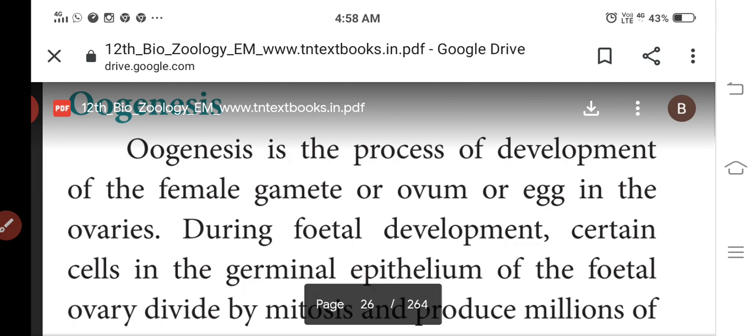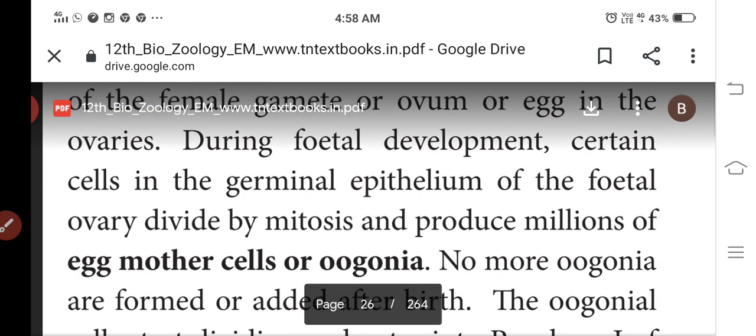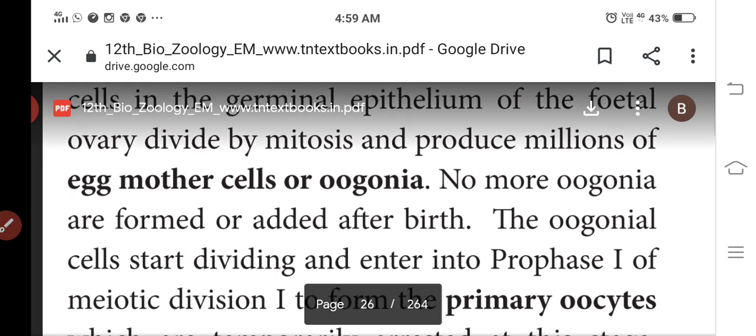At the time of fetal development, some germinal epithelium layers are produced. They divide by mitosis first, which produces the egg mother cells, called oogonia. No more oogonia are formed or added after birth.